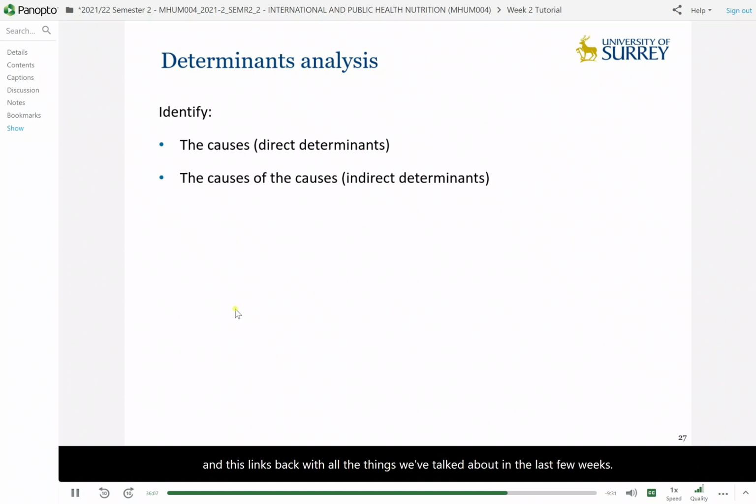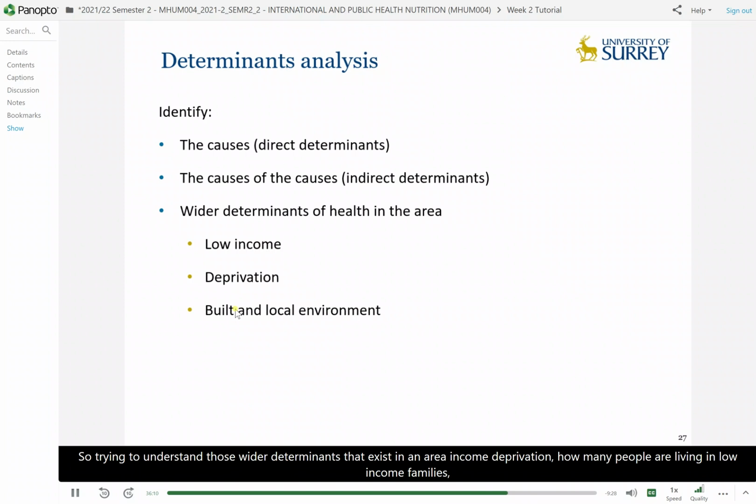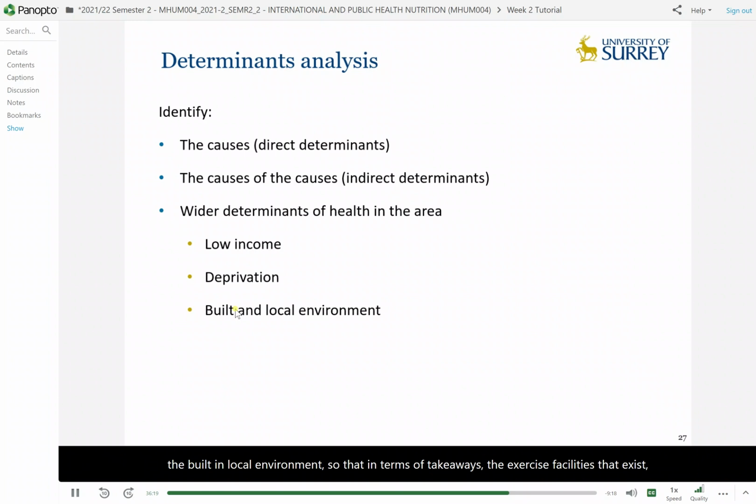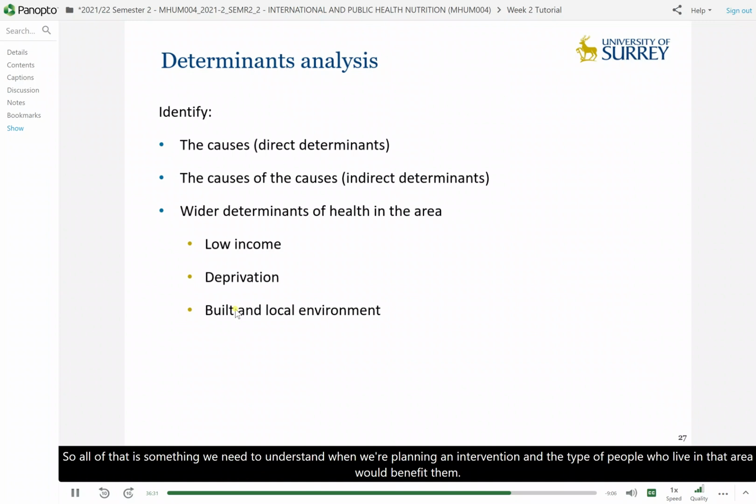But then we have the underlying causes and the causes of the causes, and this links back with all the things we've talked about in the last few weeks. So trying to understand those wider determinants that exist in an area: income, deprivation, how many people are living in low-income families, the built and local environment, so that's in terms of takeaways, the exercise facilities that exist, whether people feel safe to walk to and from work, etc. So all of that is something we need to understand when we're planning an intervention, and the type of people who live in that area and what would benefit them. So talking with the local people, understanding how an intervention should run, rather than just rolling out a sort of template that would not necessarily work very well everywhere.